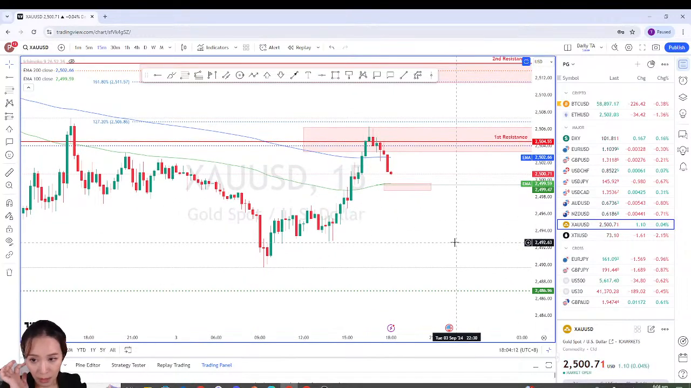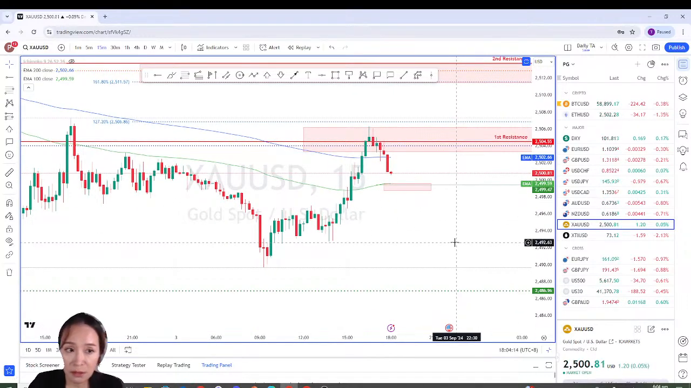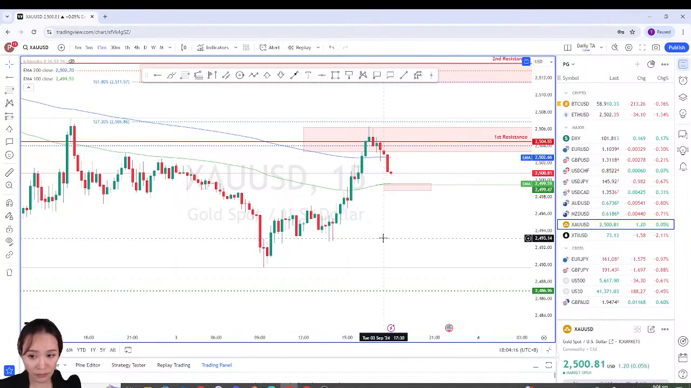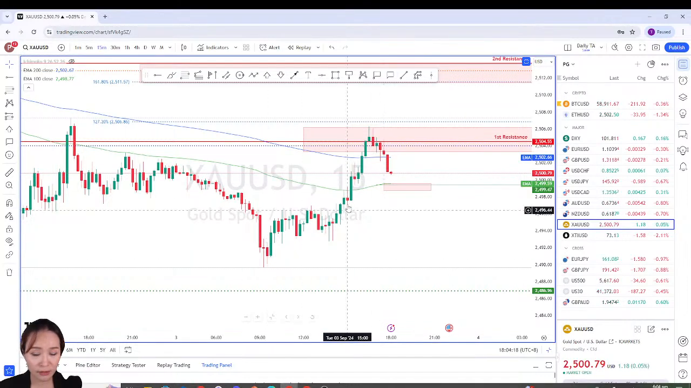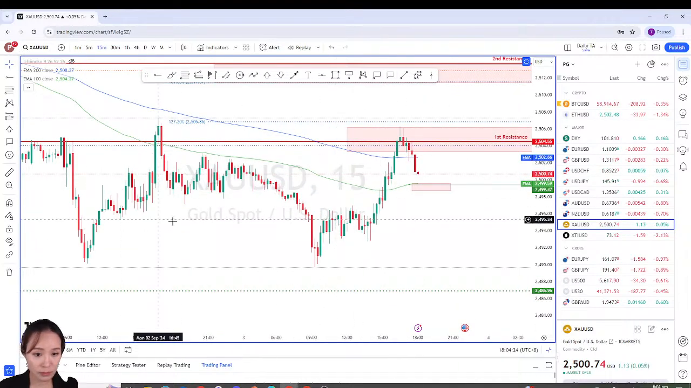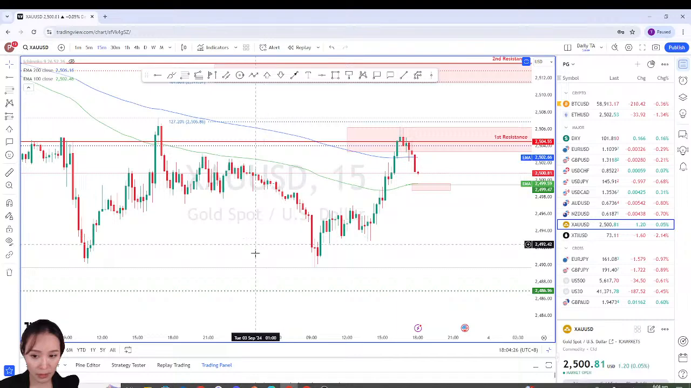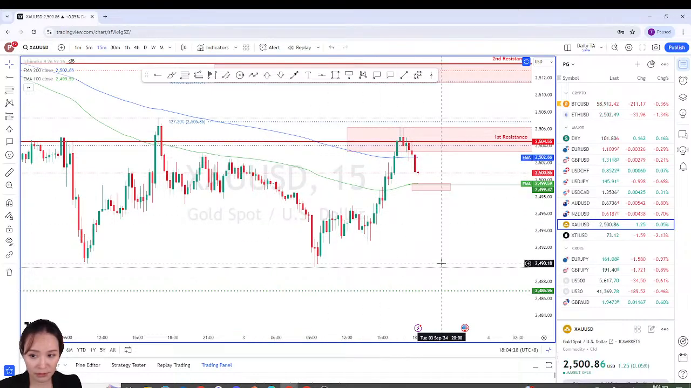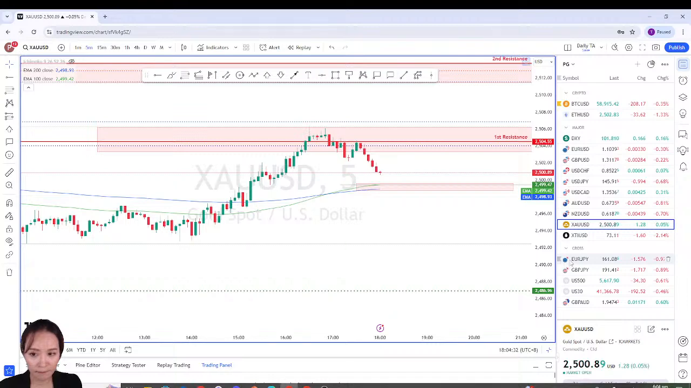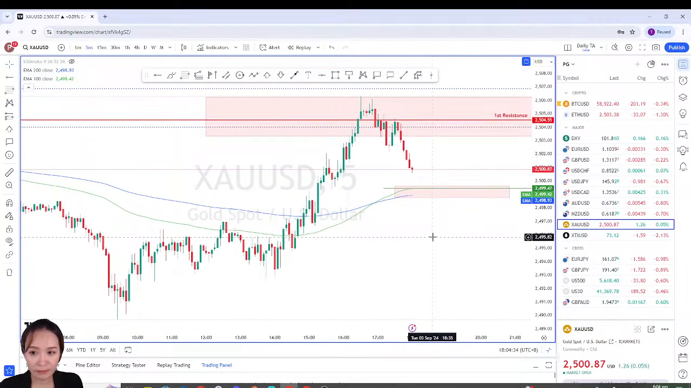For the new trader, I recommend you guys to just look for one direction. Either you want to wait for buy, and then you wait for buy. If you want to wait for sale, you just wait for sale. But if you already have experience, you can buy, close, and then you open sale. Okay, let's just wait here. It will take time.